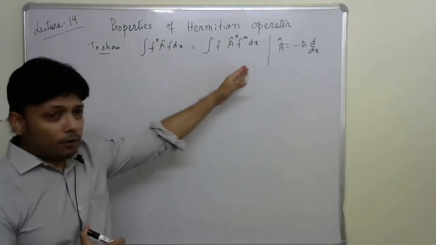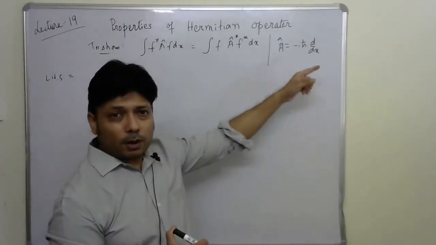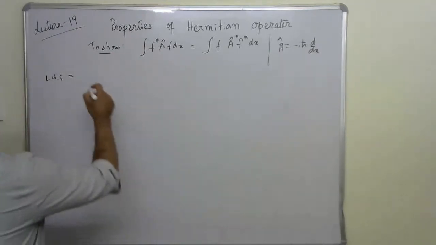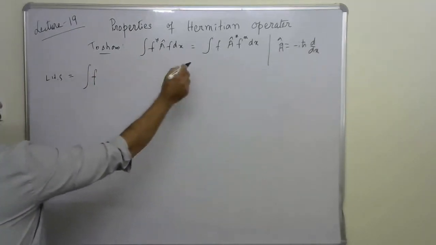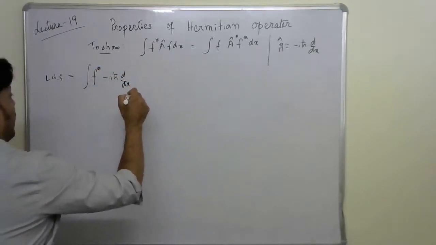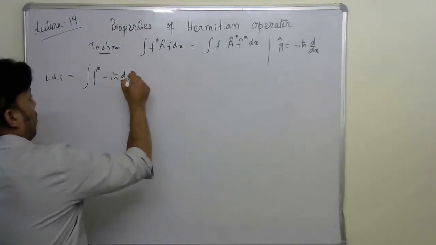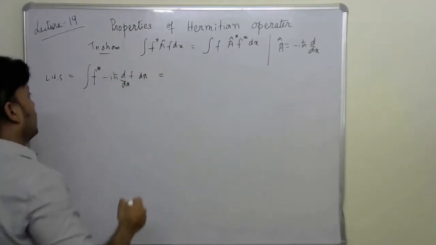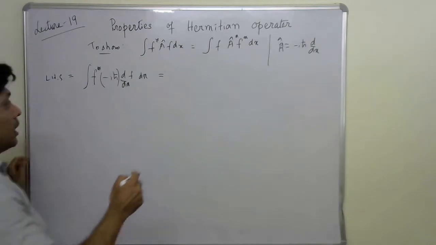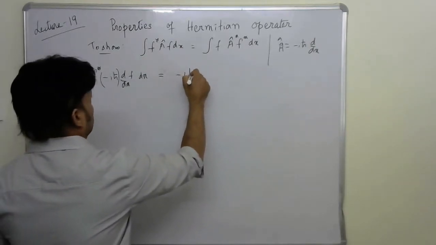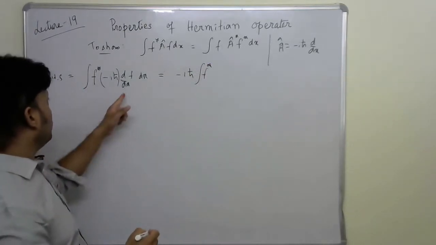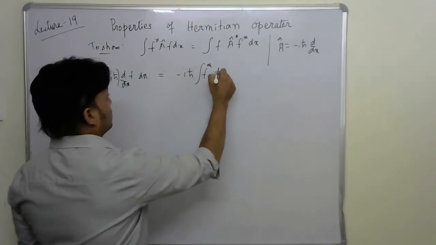So this is what we have to prove, and our operator is minus i h cross ddx. If we go from the left hand side, we get integral f star, where A is my minus i h cross ddx, operating on f, dx. Now I can take that minus i h cross outside, and I have f star. Here we have ddx of f dx, so simply we can write it as df.